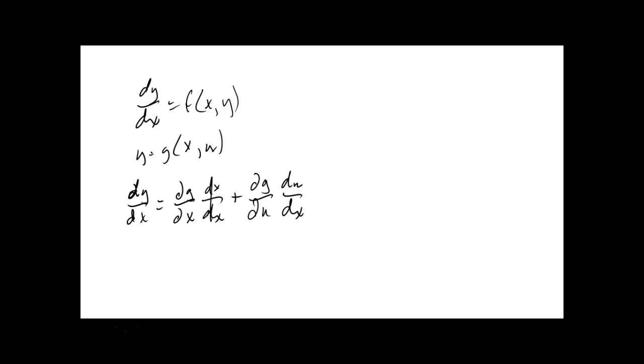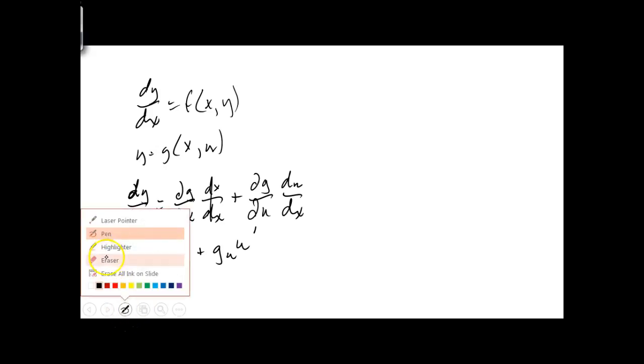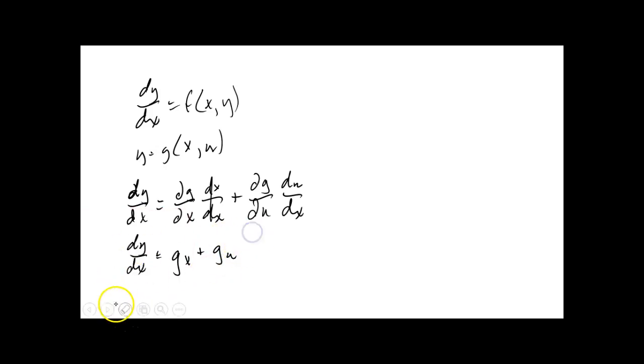So, another way to write it is dy/dx is equal to g sub x, that's the partial notation, plus g sub u times u prime. Only they write it as du/dx. It doesn't really matter, but just to be consistent, I'll write it as du/dx.